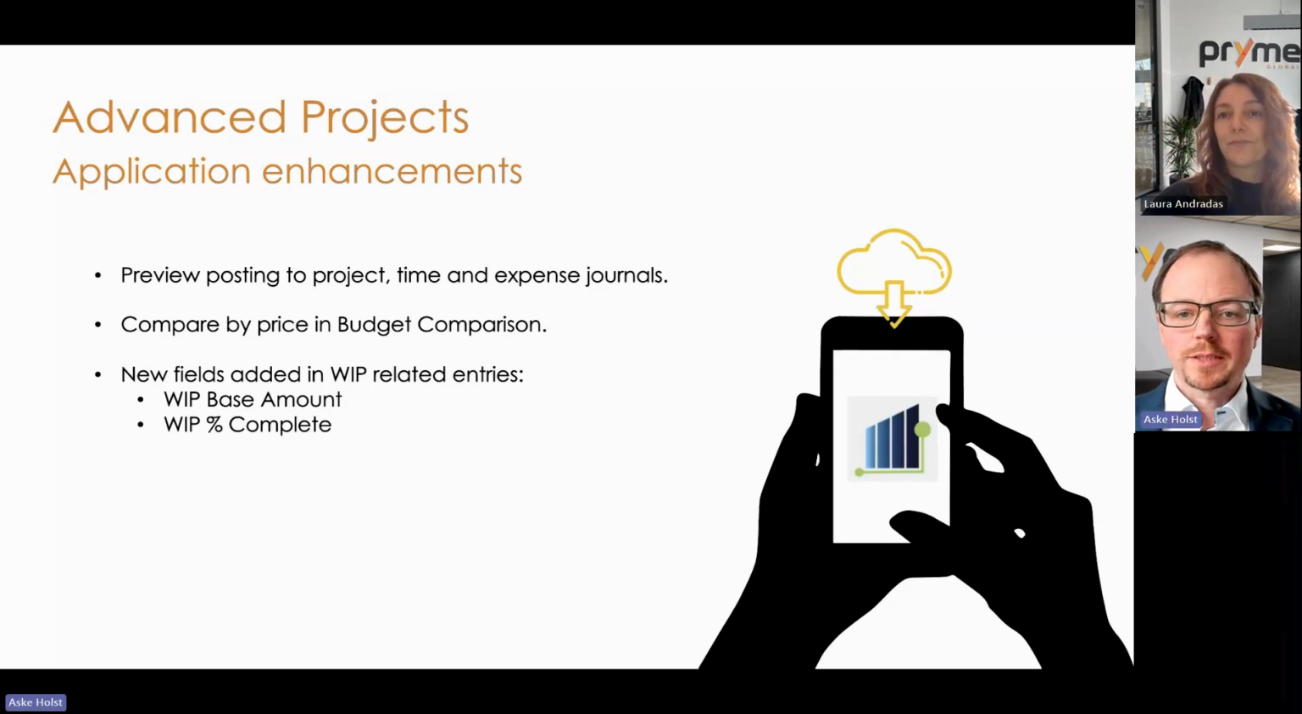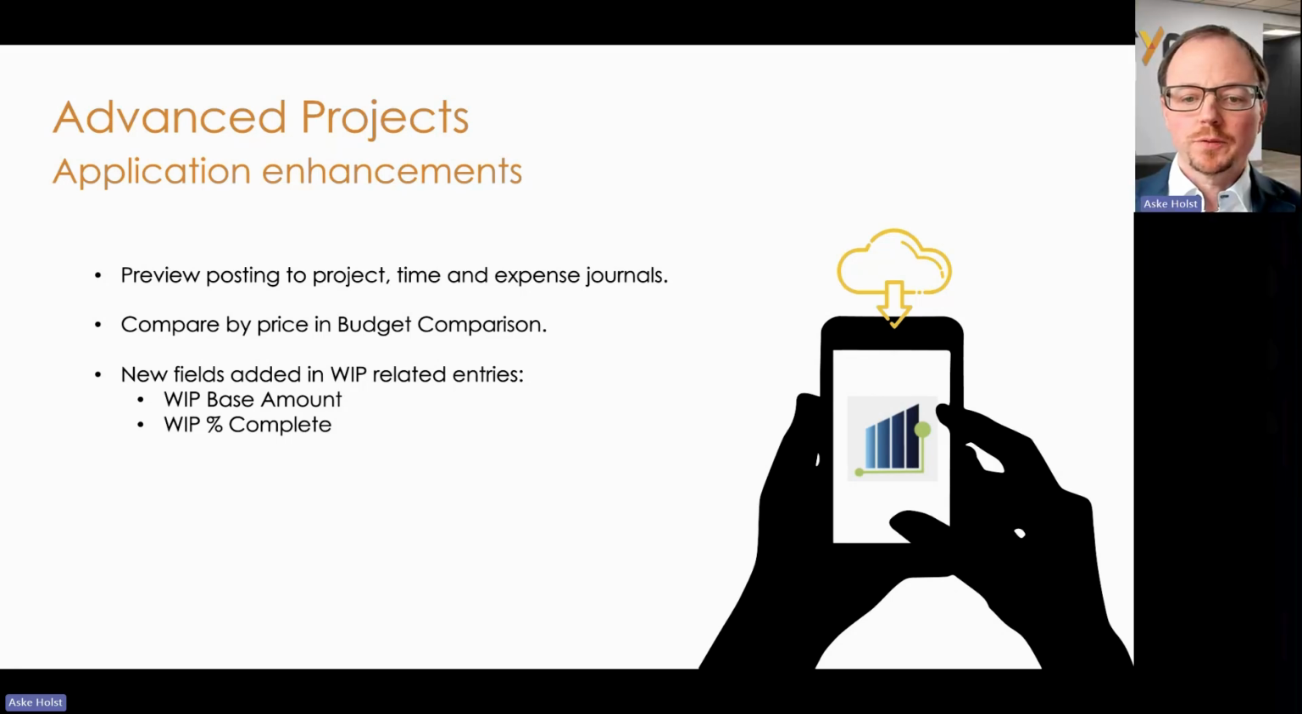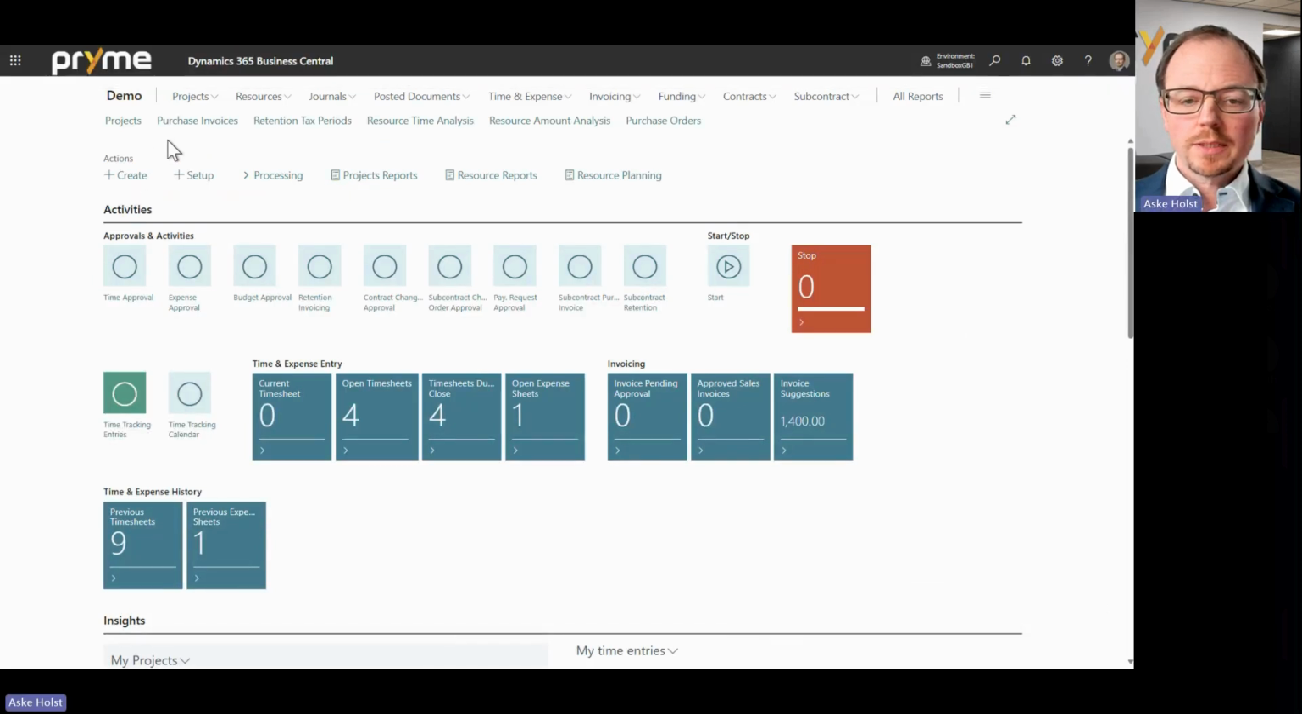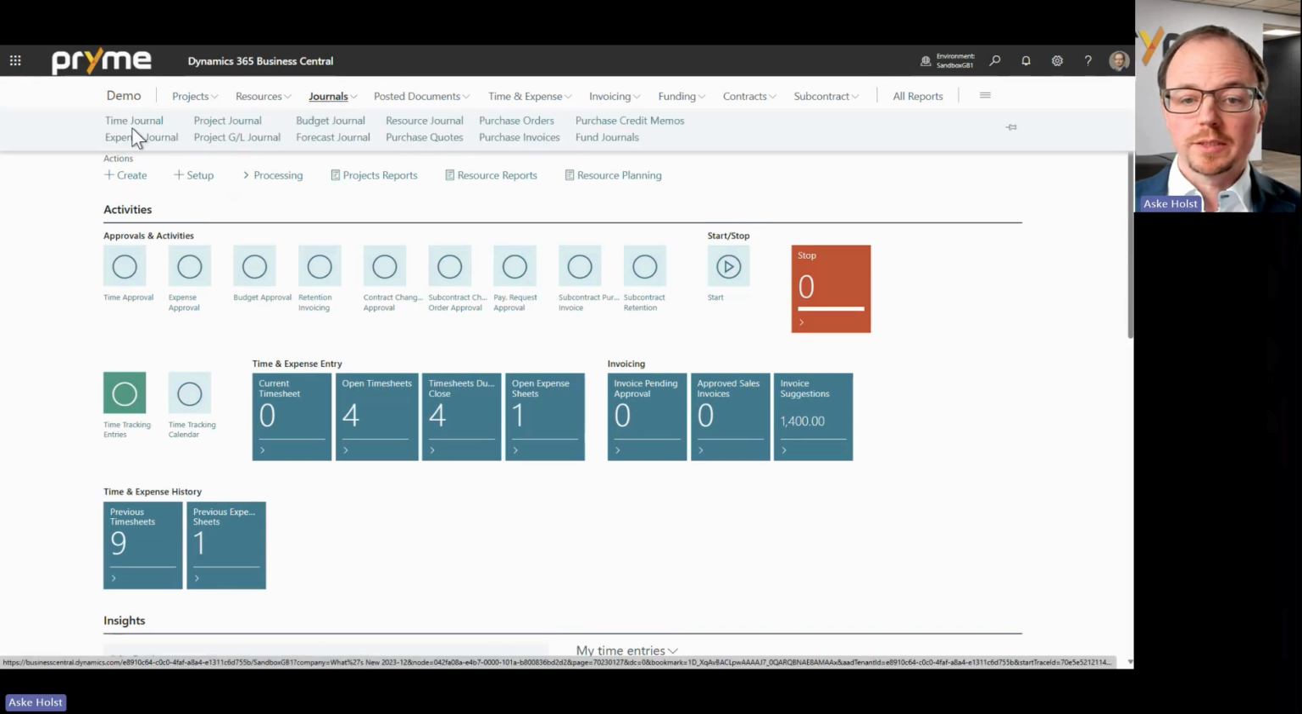Thank you. And let's dive right into it with advanced projects. So first off, we have preview postings, then we will look at budget comparison, and lastly, some WIP-related changes. So let's start off with the preview posting. This is added in a number of journals. That's a time journal, project journal, and expense journal.